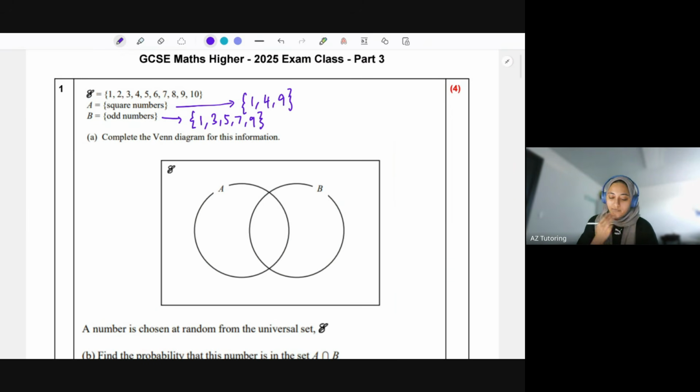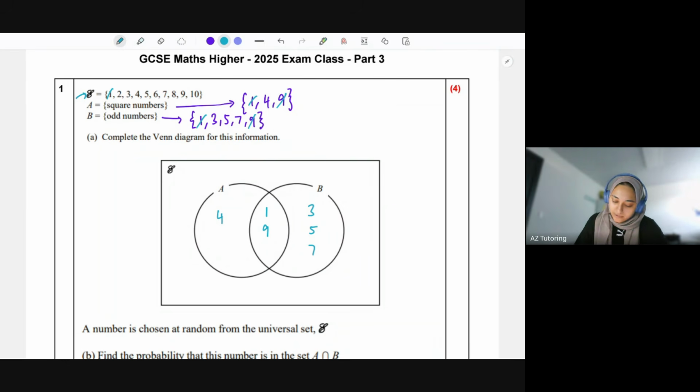So complete the Venn diagram for this information. Let's first identify what's both in set A and set B. I can see 1 in both of them, so I can put 1 in the middle. I can see there is 9 in both of them. I can put that in the middle as well. Then let's put in the remaining. We've got 4 for set A, we've got 3, 5, and 7 for set B, but we've still got numbers in the universal set that are not part of set A or set B that need to go on the outside. So let's cross off what we've written so far.